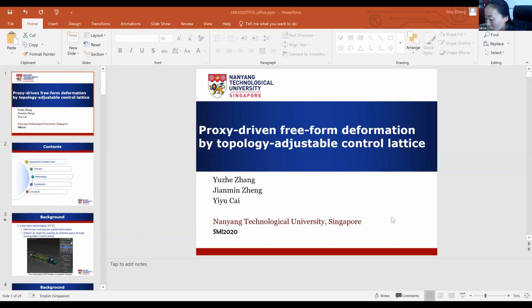So, okay, thank you. Now we switch to the second talk in this session. The second paper is called Proxy-driven free-form deformation by topology adjustable control lattice. And the authors are Yu Zhezhang, Jianmin Zheng, Yi Cai from NTU, that is Nanyang Technological University. So the first author, Yu Zhezhang, is going to present this work. So please, yeah, please.